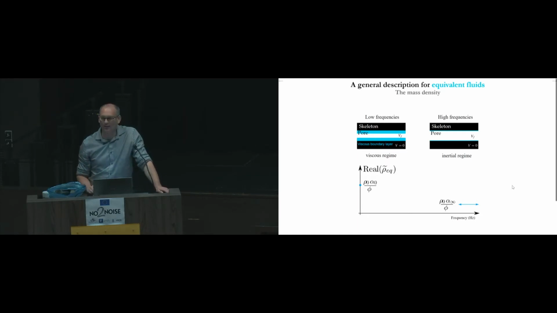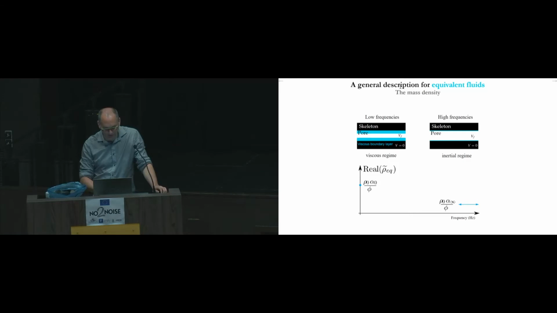So when I talk about this mass density, and I will talk a lot about the mass density and the bulk modulus, you will see that at the end, even if you want to take into account the elastic part of the material, you will see again rho and K somewhere in the equations. So when we have this mass density and bulk modulus, we can set limits, asymptotes of these quantities.